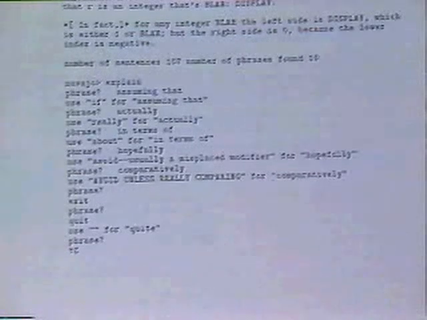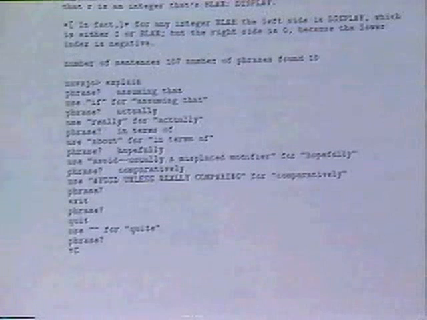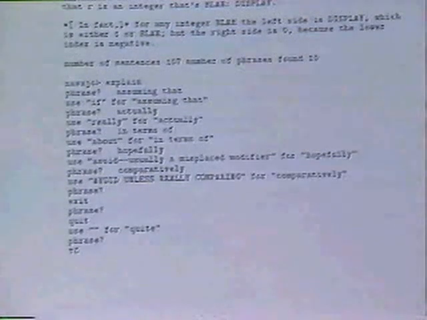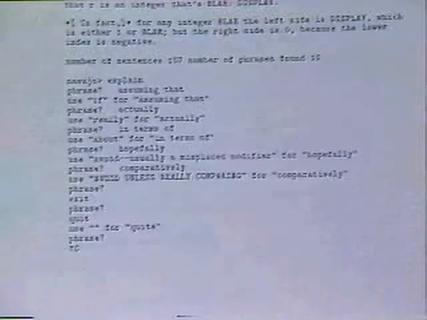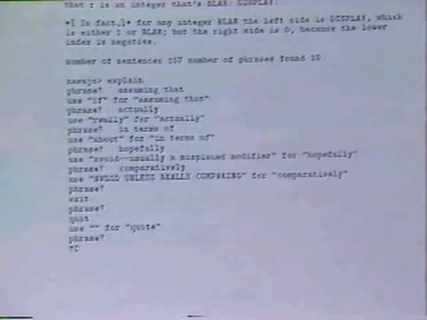But I thought maybe they had one for me here. "In terms of" says use "about" instead of "in terms of." "Hopefully," avoid, usually a misplaced modifier. "Comparatively," avoid unless really comparing. Okay, I didn't know how to get out of the program. So that's the Explain program, and at one point I typed E, and it gave me almost its whole database of everything that it would suggest. Some of the suggestions will sometimes hit the mark. All right, any questions before I go on?